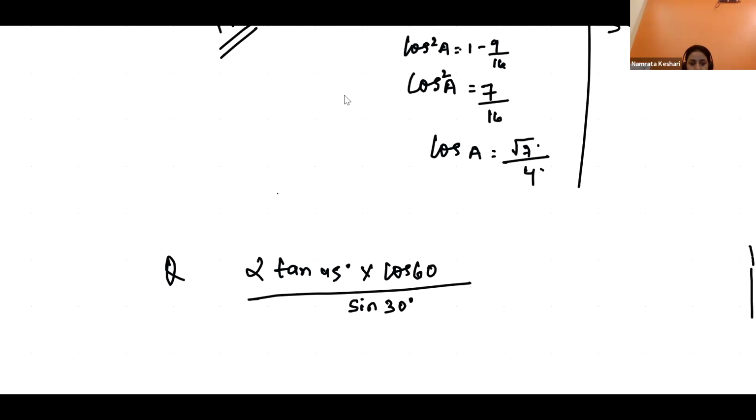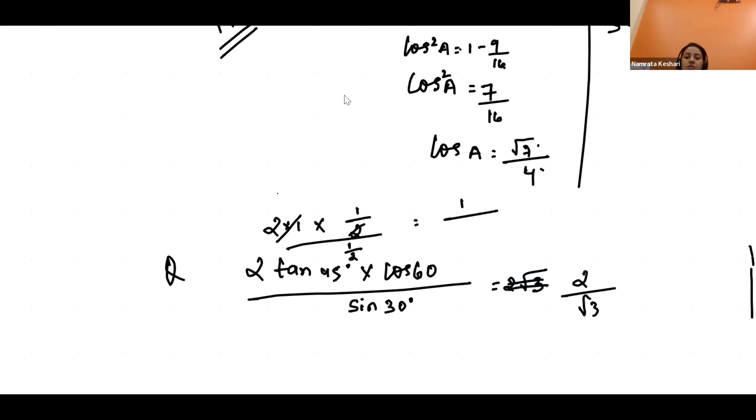Ma'am, for this I got 2 root 3. Yes, everyone got the same. Is it 2 root 3? Tan 45 is 1 by root 3. Cos 60 is again 1 by 2. Sin 30 is again 1 by 2. So we can say 2 and 2. So in numerator just 1 and in denominator 1 by 2. That means 1 multiplied by 2 by 2. Have I written anything incorrect over here?